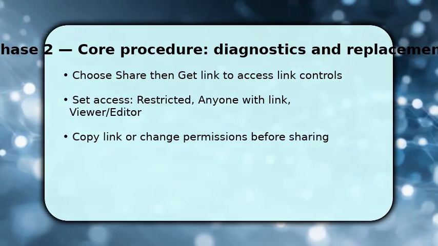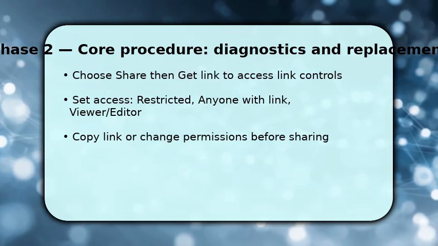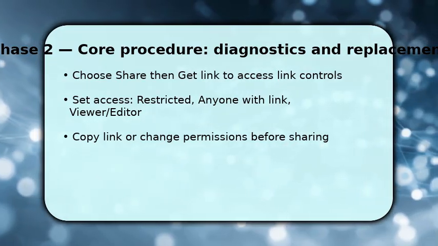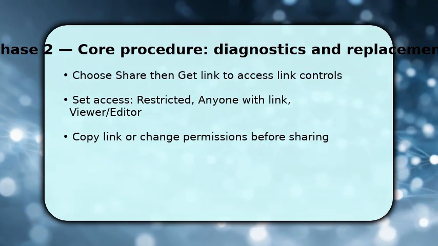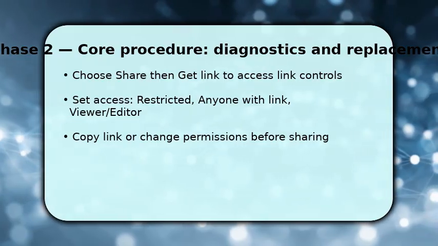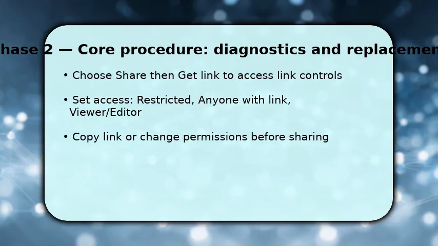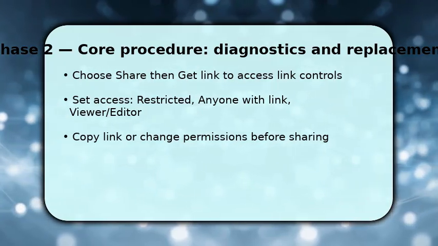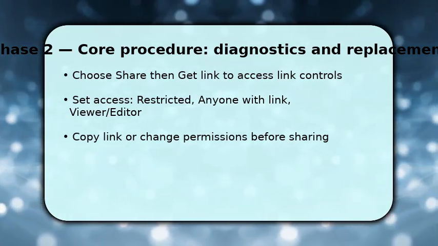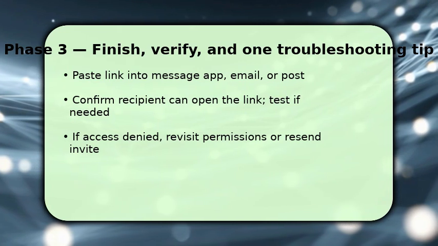You should change permissions now because incorrect access levels are the most common issue. After selecting the right option, tap Copy Link so the URL is on your clipboard. Once copied, you're ready to deliver the link via message or email. Paste the copied link into your preferred messaging app, email, or group chat and send it.